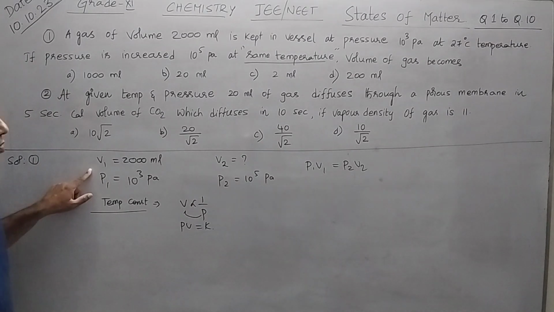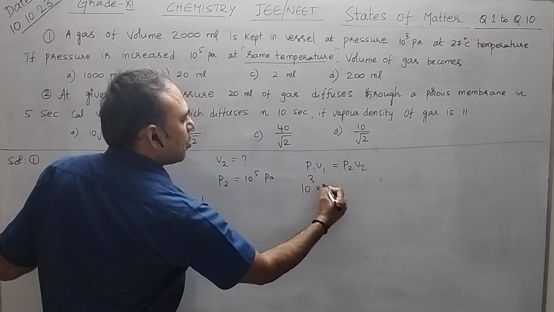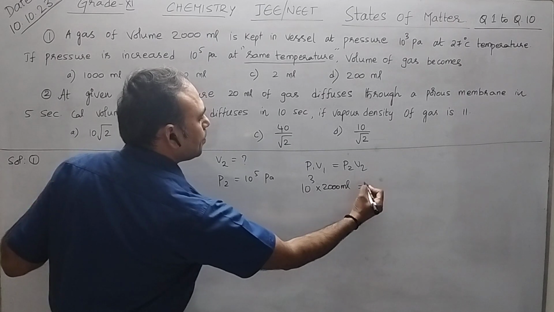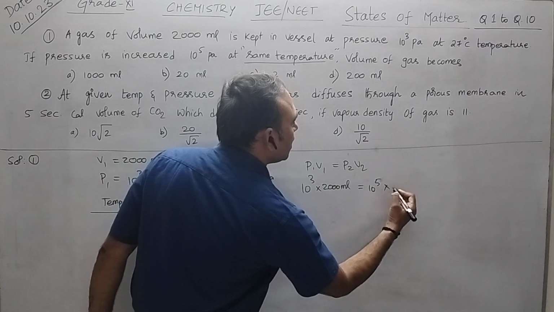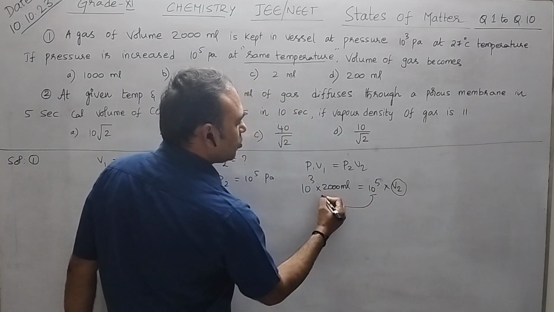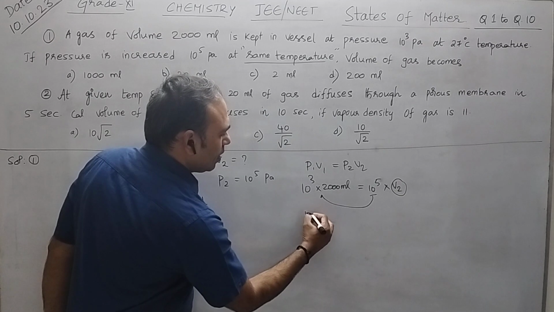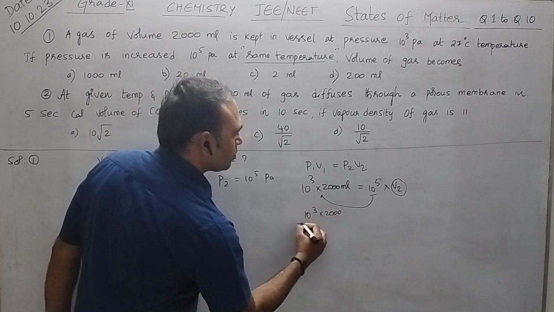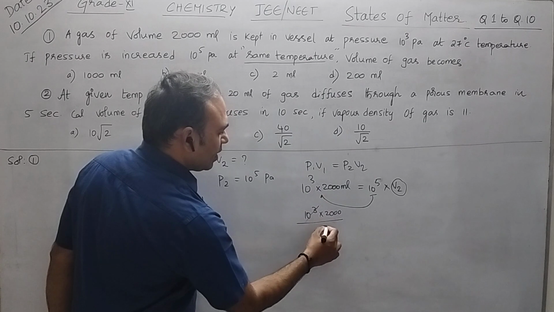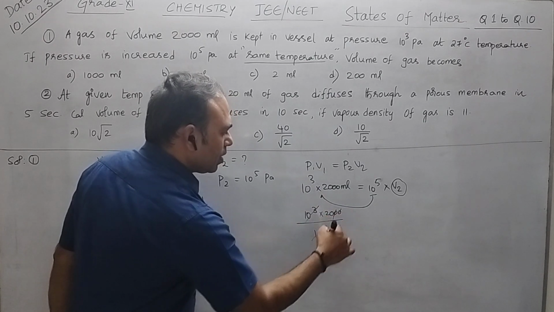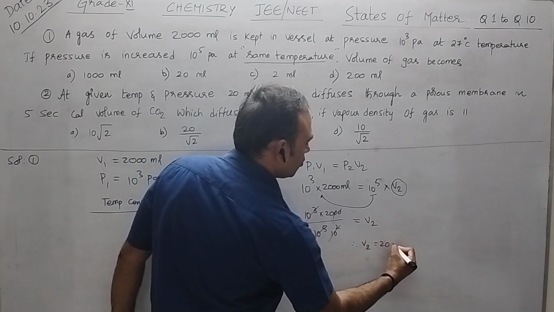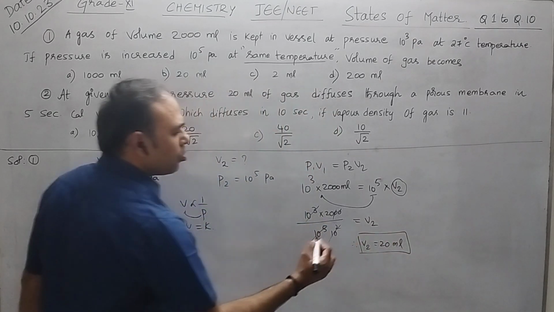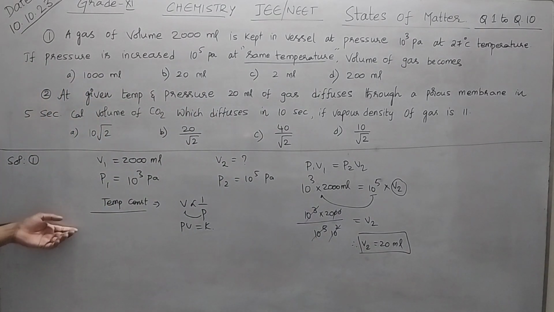Now substitute that. What is P1? 10 to the power of 3. V1 is 2000 ml. Now here P2 is 10 to the power of 5 Pascal and V2 we need to calculate. Send this to other side. What we will get? 10 power 3 into 2000 by 10 to the power of 5. So we can cancel like this, 10 square. Now here cancel 100. What you get? V2 is equal to 20 ml. Hope you have understood this. Now Boyle's law we have used here. So answer is B, 20 ml.